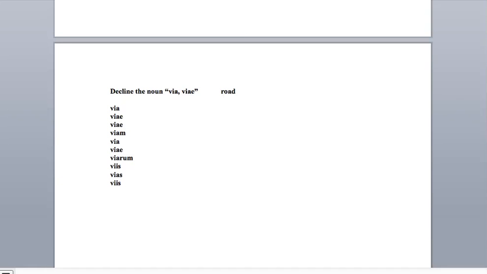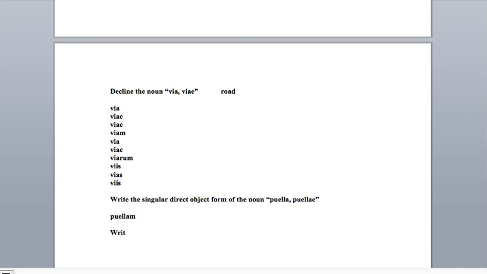So I might ask you to write the singular direct object form of the noun puella. You might remember from a previous lecture that this is our name for girl. So now I've just asked you to write a specific form instead of decline the noun. You will follow the same steps. You'll get the base, and you will remove the genitive ending, and then you will add the appropriate form, which would be accusative singular.